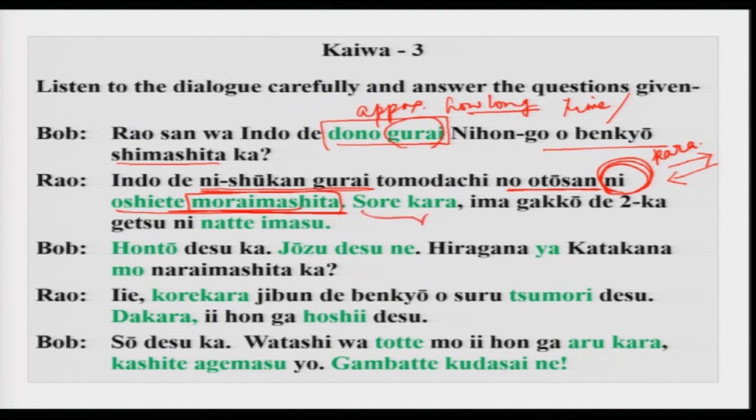Sore kara. This is also a joining particle, means and, and you can see it starts a sentence. So, sore kara ima gakko de ni kagetsu ni natte imasu. Sore kara, and the same thought is continuing of learning Japanese. Sore kara ima gakko de, now it has been almost 2 months since I have been learning Japanese. Ni again for time. Getsu, time.